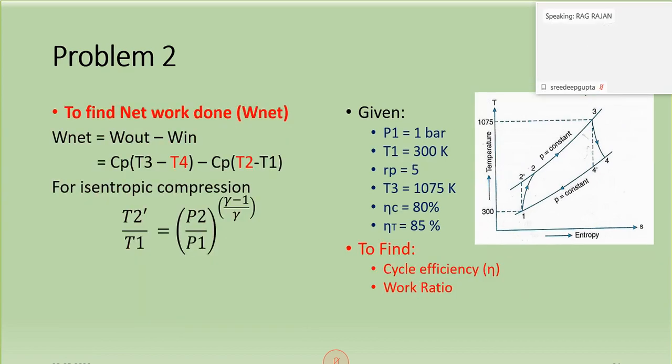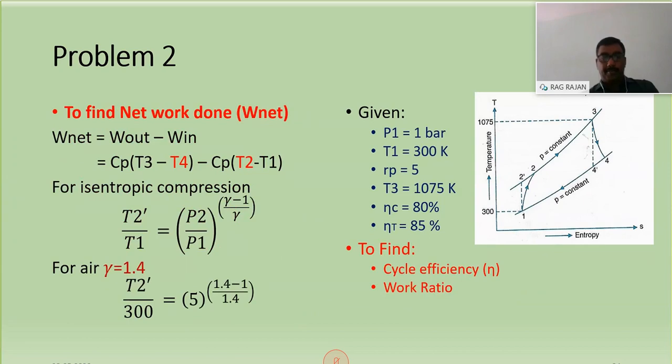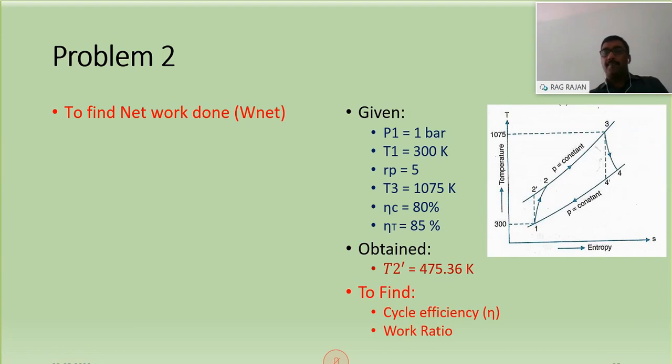Okay, now we are going to find out T2. T2 is equal to 475.36 Kelvin. So from that ratio, you are getting that. Next, again we are proceeding to find out the net work done.